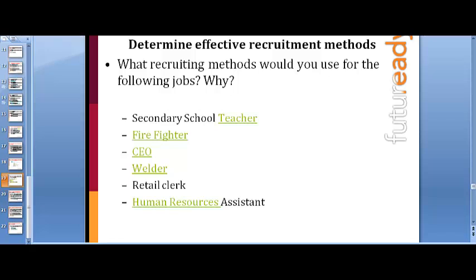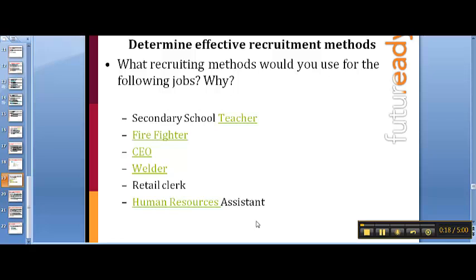Hi folks, let's have a little look here now at determining, see if we can talk through a process or what we would do, think about to determine effective recruitment methods for hiring in these different areas. So let's say, for example, you were looking to hire a secondary school teacher.